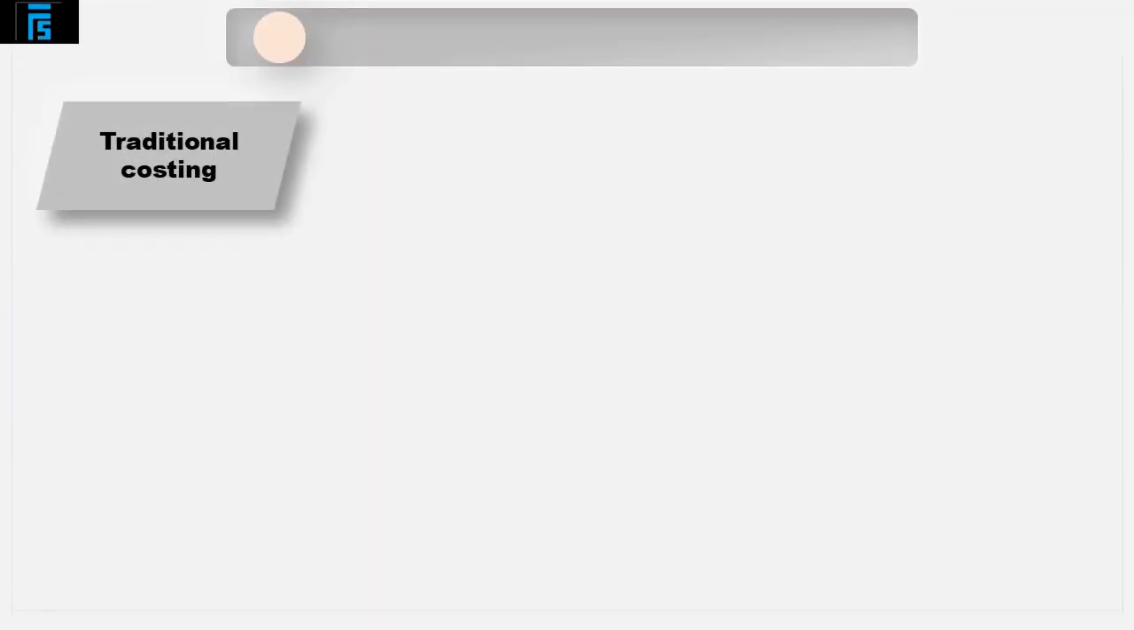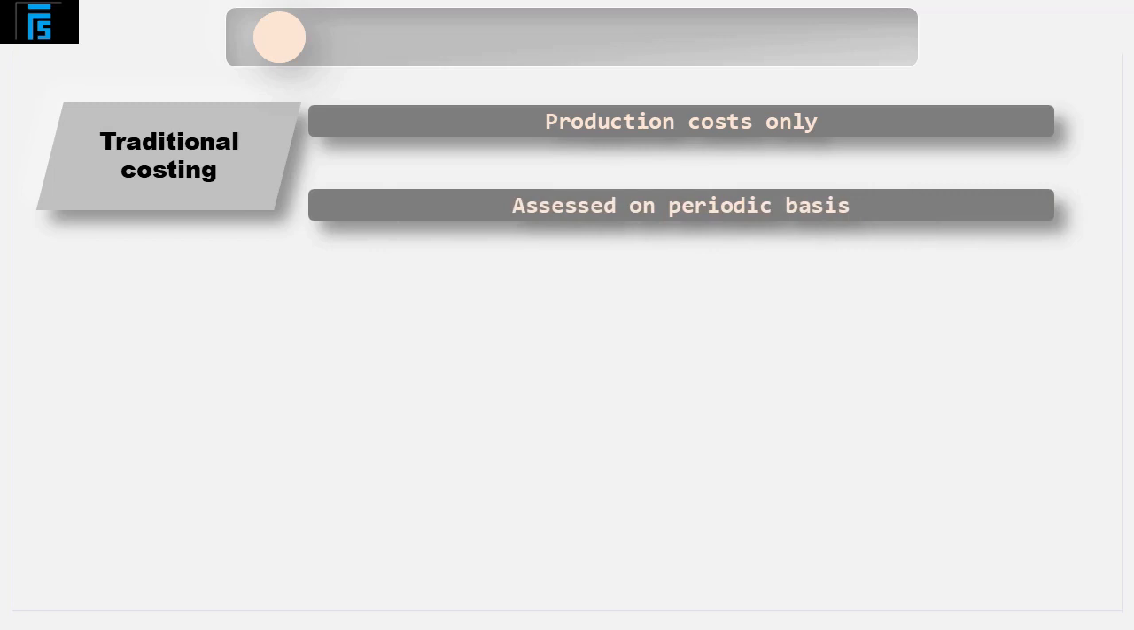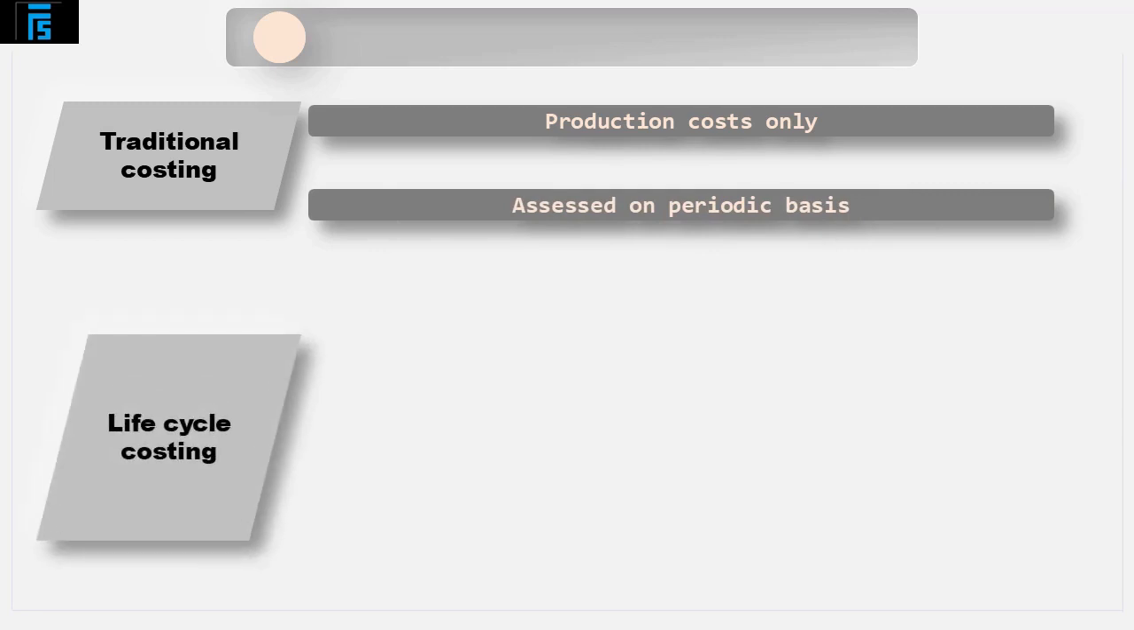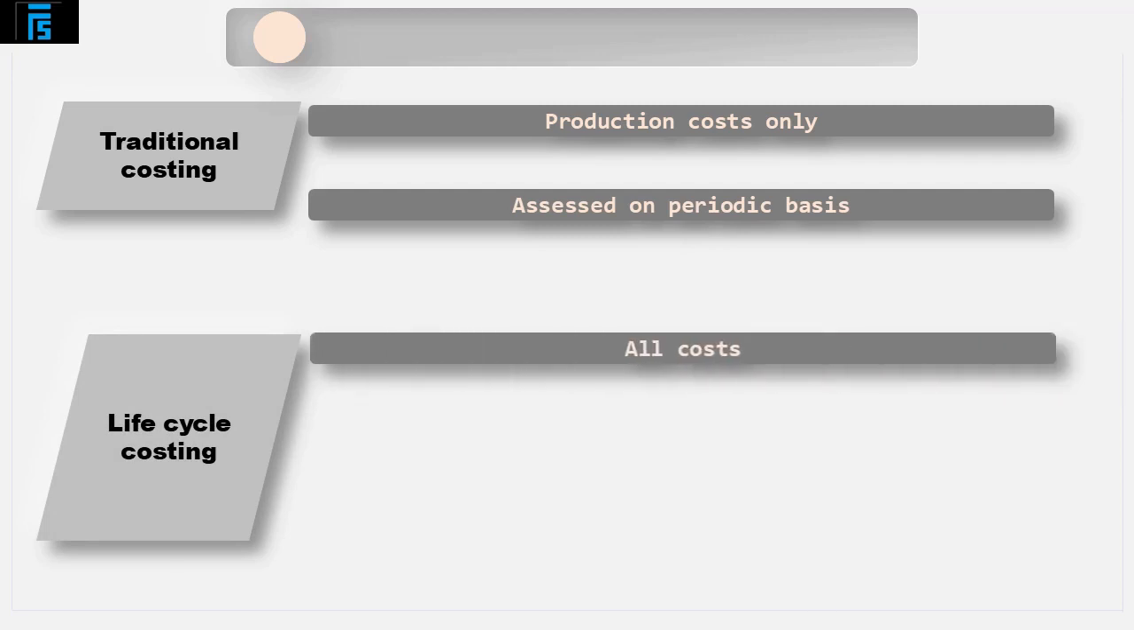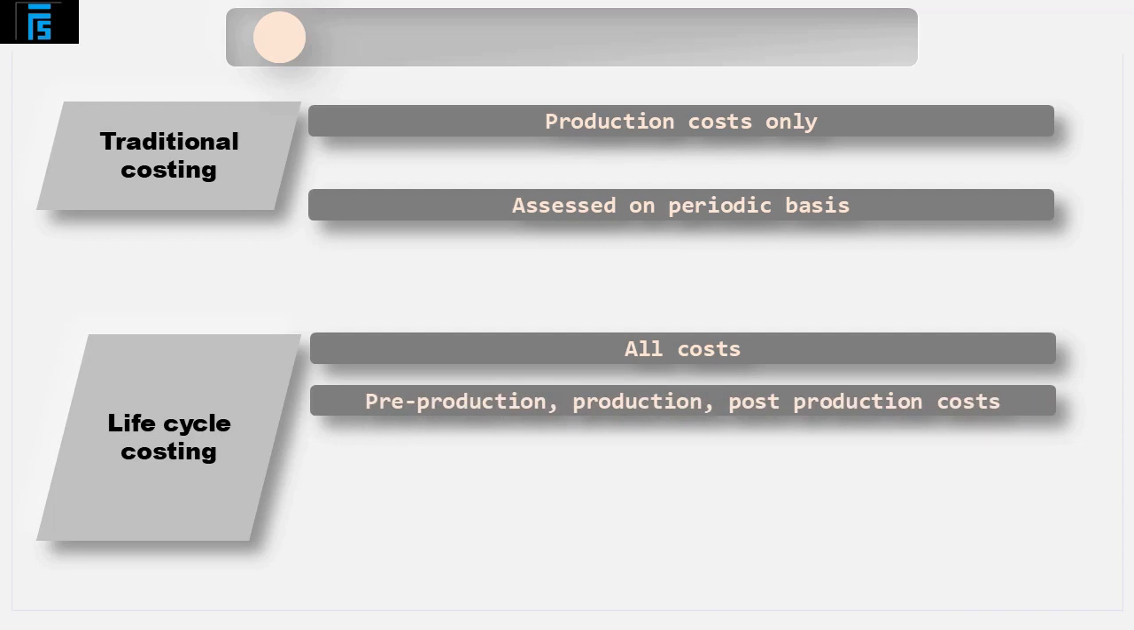Traditional costing systems focus on costs incurred in the production stage only: material, labour, production overhead. Also, traditionally, costs are assessed on a periodic or financial year basis. In contrast, life cycle costing considers all costs that will be incurred by a product from the design stage right through to its retirement. In other words, life cycle costing focuses on pre-production, production, and post-production costs.